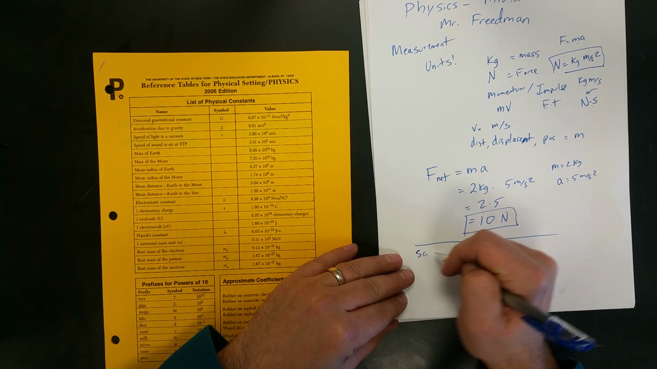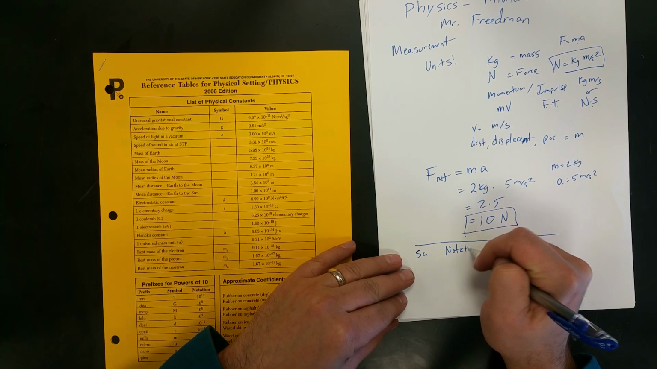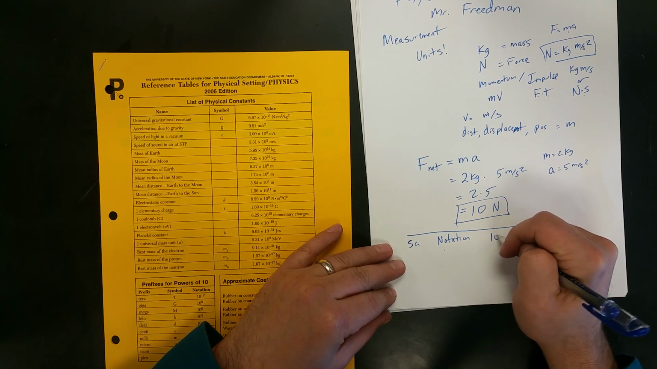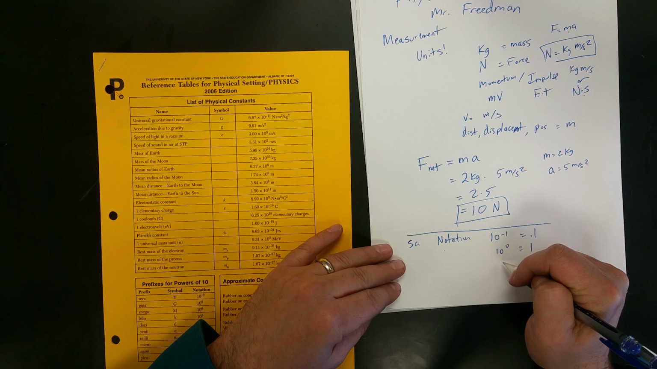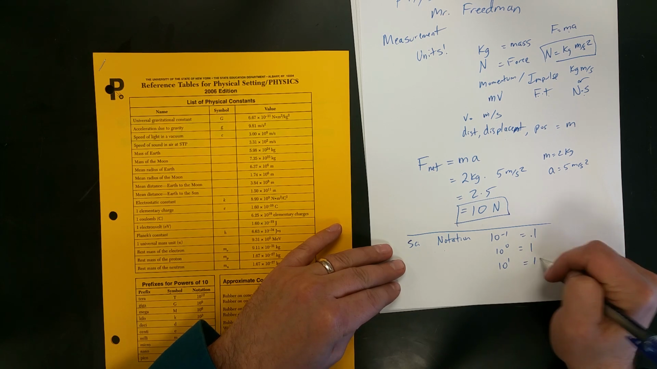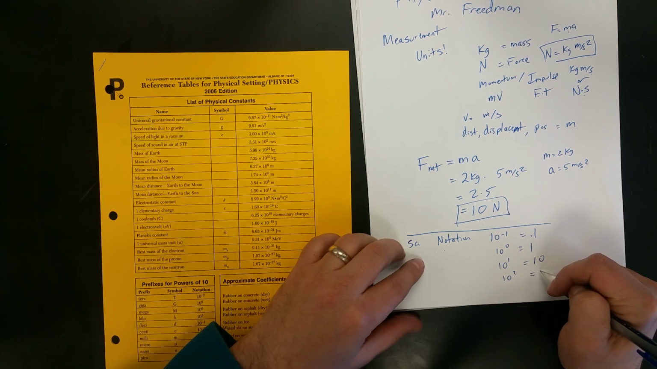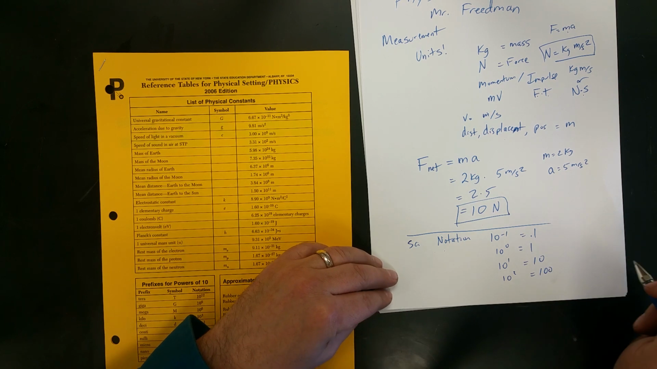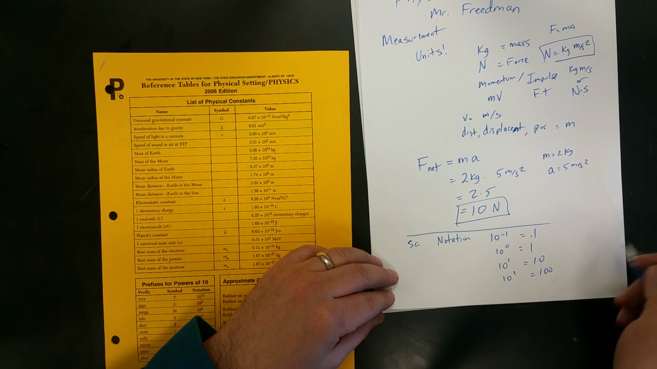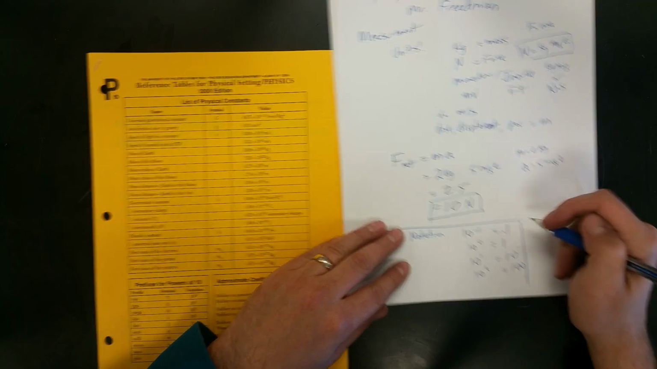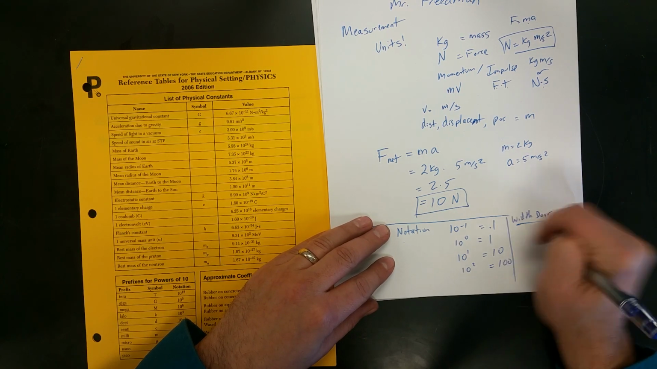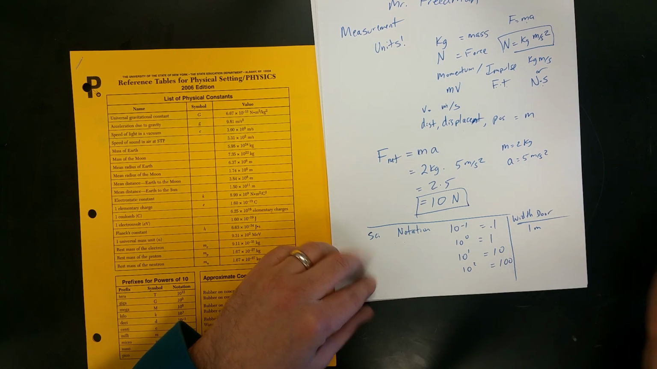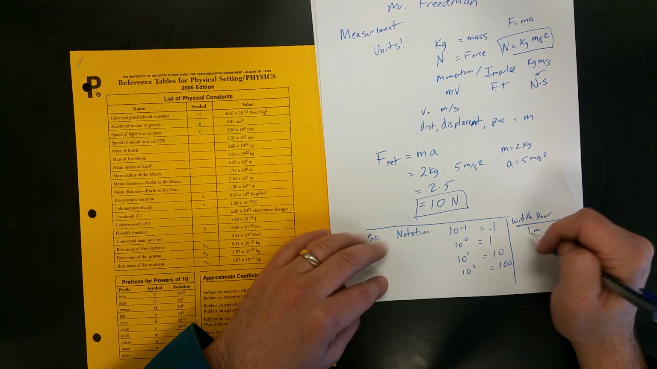So scientific notation, things like 10 to the negative 1 equals 0.1, 10 to the 0 equals 1, 10 to the first equals 10, 10 to the second equals 100, etc., etc. And then translate those into objects, like the width of a door might be about 1 meter. So what is that in other forms of units?